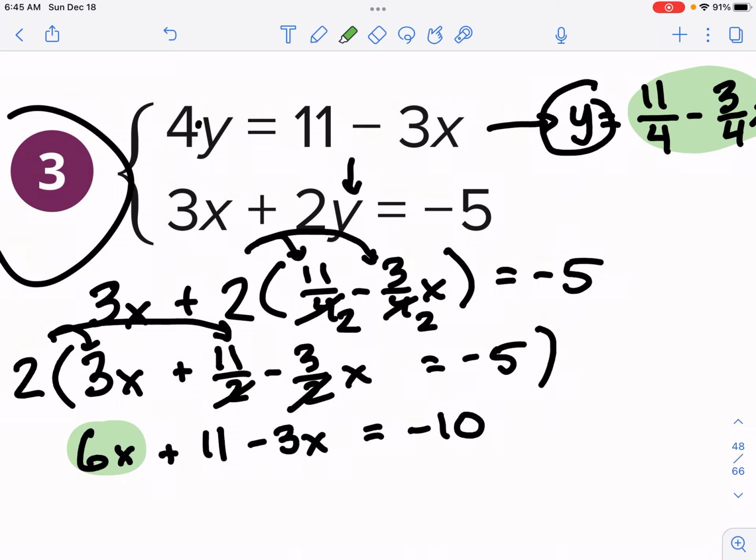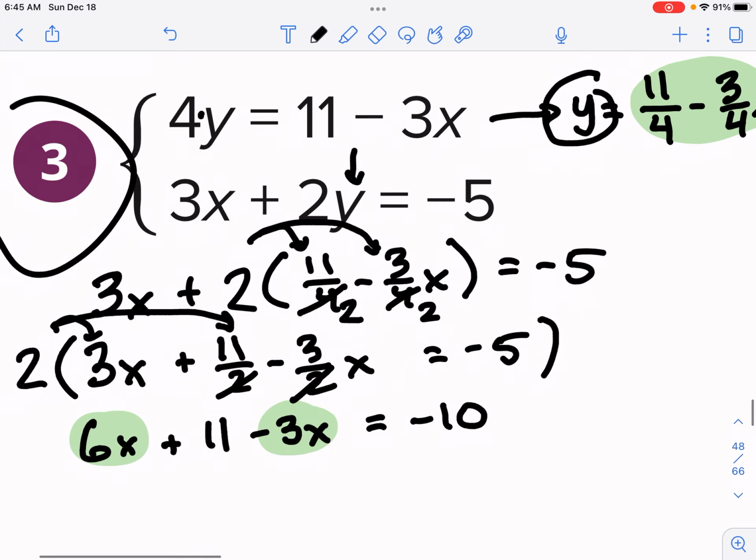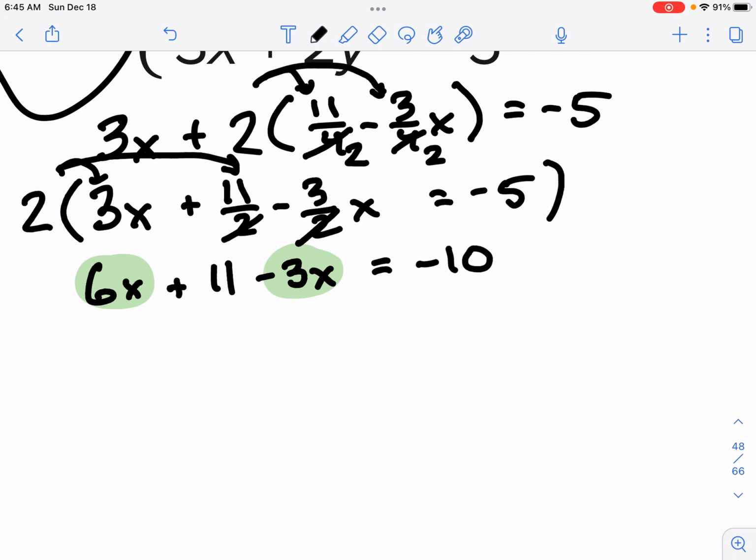Okay. Anyways, from here, let's combine like terms. 6x minus 3x is 3x. 6 minus 3 is 3. And let's rewrite the 11 and also the negative 10. Let's solve for this. This is a two-step equation. So I'm not going to show this step, but you would subtract 11 from both sides. If you subtract 11 from both sides, negative 10 minus 11 is negative 21.